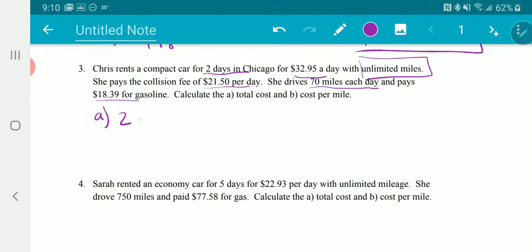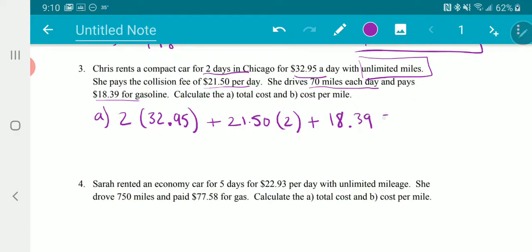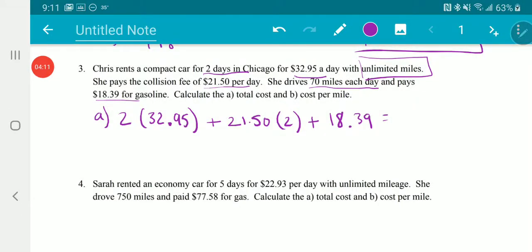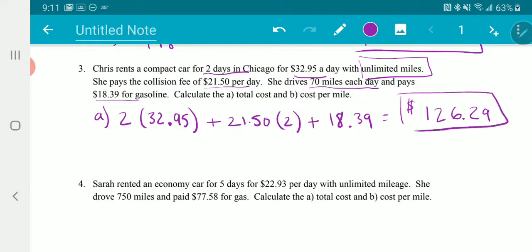So let's see, 2 days times that $32.95 for each day. Unlimited miles, so I'm not paying anything for the 70 miles each day that she drives, but I do have to pay that collision fee of $21.50 every day, so for 2 days. And last but not least, the gasoline, which costs $18.39. So we could plug that into our calculator to get our answer for total cost. My answer for total cost here comes to $126.29.